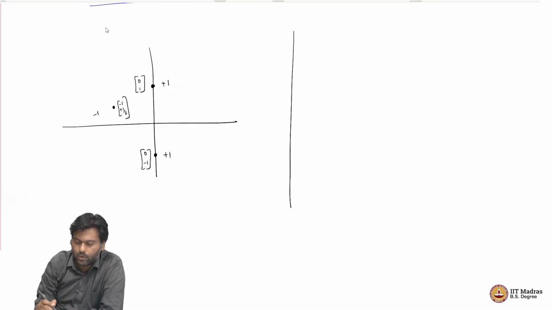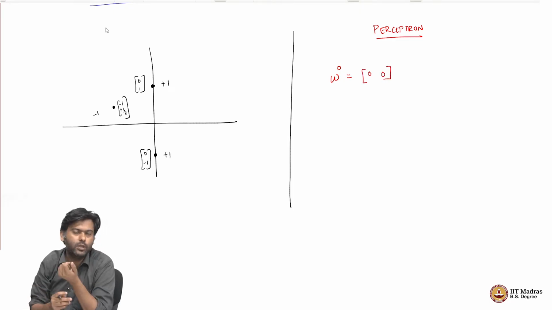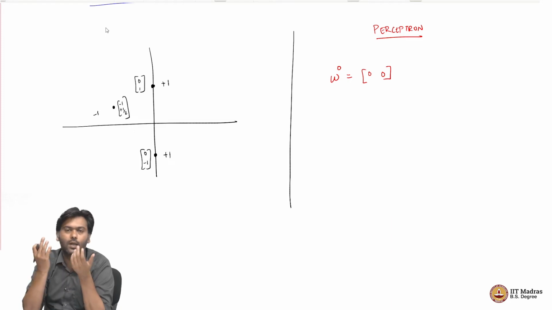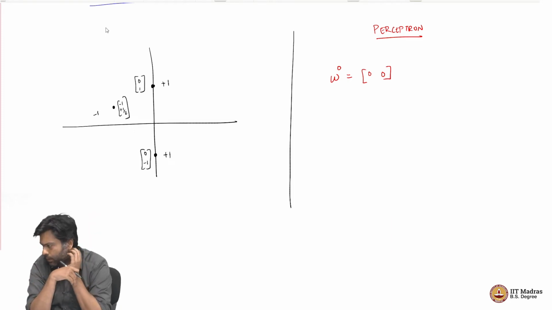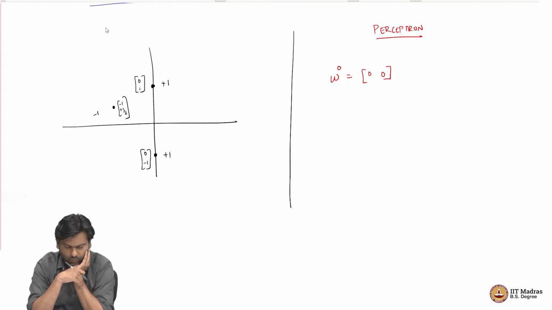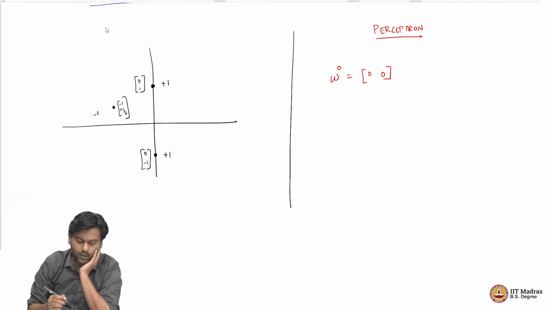So, what does Perceptron do? How does Perceptron work on this data set? It's going to start with W naught, which is just 0 0, right. So, this is a 2-dimensional vector. By our algorithm's initialization, it's going to be 0 0. Now, what will it do? Well, what does 0 0 mean?